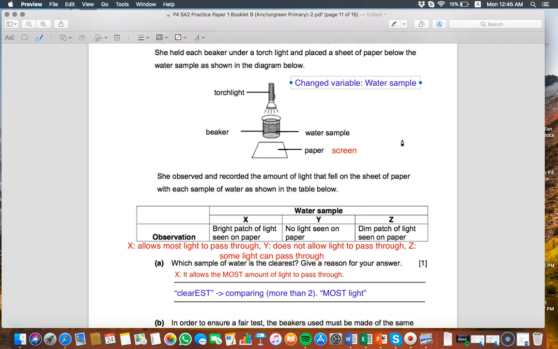For example, the distance between the torch and the beaker, the distance between the beaker and the paper, the distance between the torch and the paper, the amount of water in the beaker, the brightness of the torchlight, the size of the beaker, the material of the beaker, the depth of the water, the type of torchlight, the power of torchlight, and lastly, to hold the torchlight at the same place.